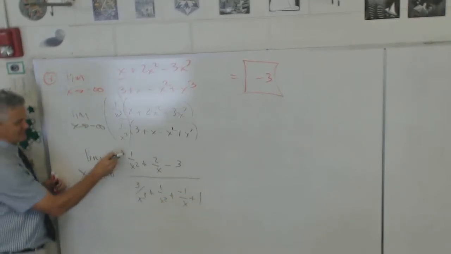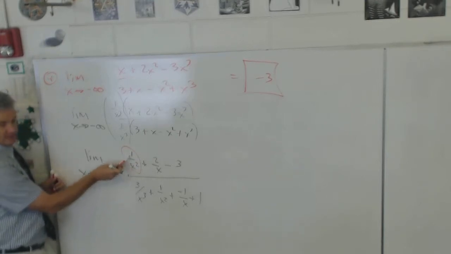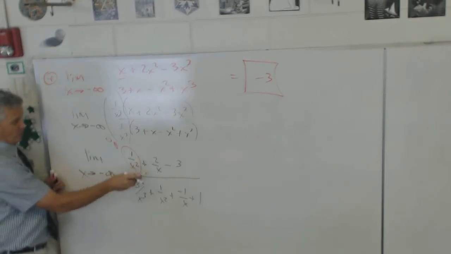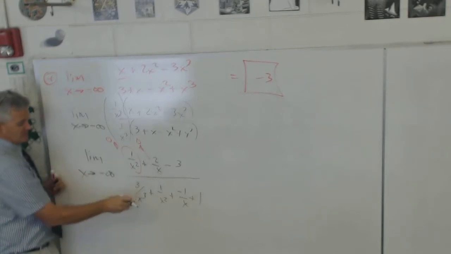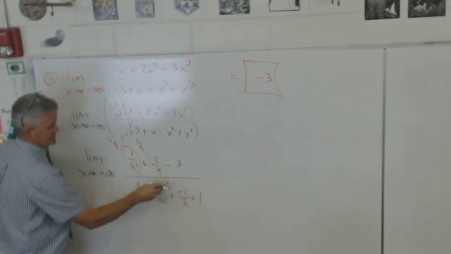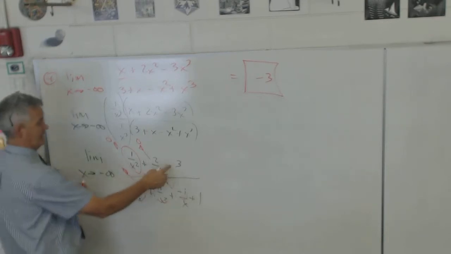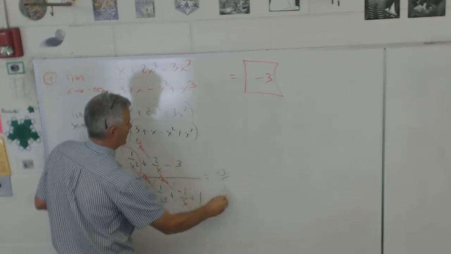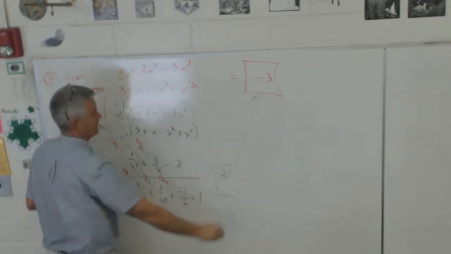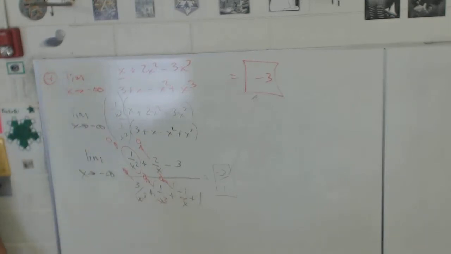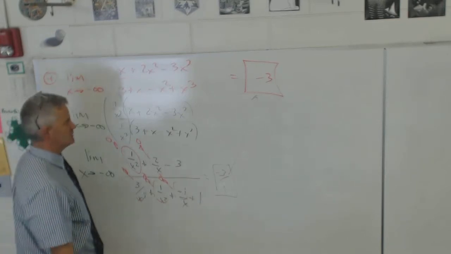Now, what happens to this number as x gets huge? It goes to 0. What about this one? It goes to 0, and this, and this, and this. They all go to 0, and so what are we left with? -3 over 1. That's why it works. Okay? So that's the work you need to do if you had to convince someone. But when I give it to you on the test, you get one on the test.